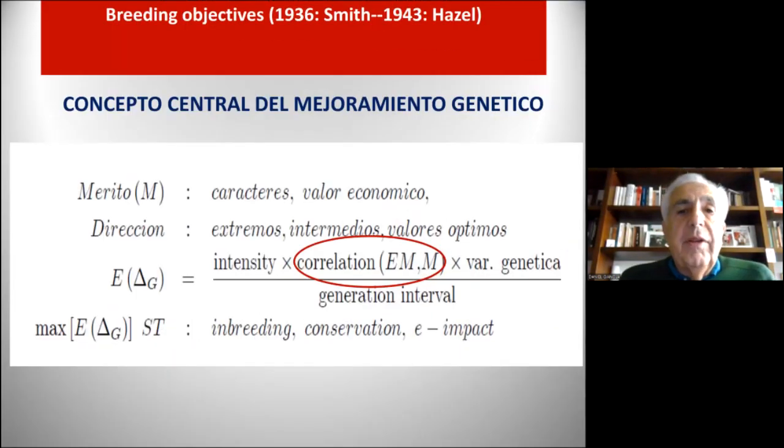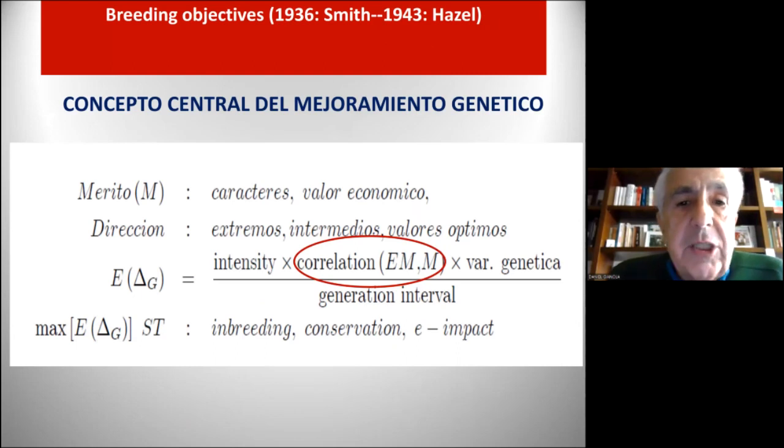Now, I'm sorry this slide is in Spanish, but I will explain. This is the central theorem of genetic improvement, so to speak. In any animal and plant improvement program, we have to define what is merit. What do we want to do? Do we want to breed for sturdier animals, for more resilient animals, for more productive animals, for healthier animals? And we have to assign an economic value to these.